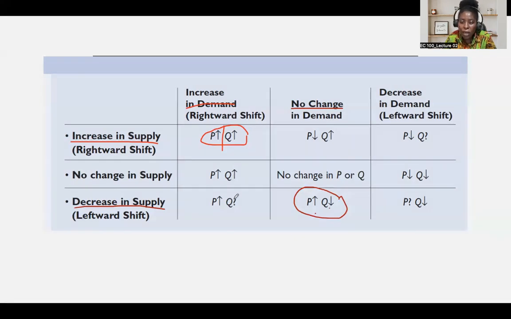Where there's a question mark, it means that one thing can cause an increase and the other one causes a decrease. So it depends on which change is larger than the other. Whenever there's a question mark, that means they go in opposite directions, so you need to know which one is larger. But these others are already determined, because just one thing is changing and the other one does not change.